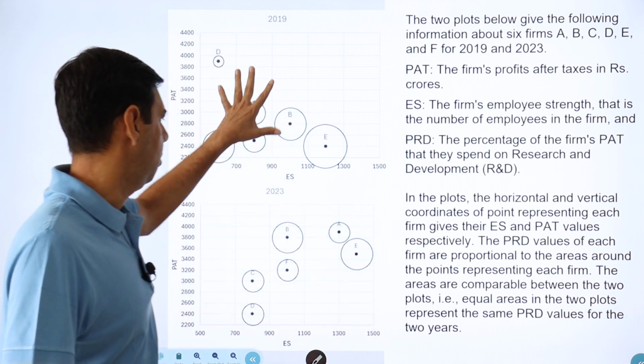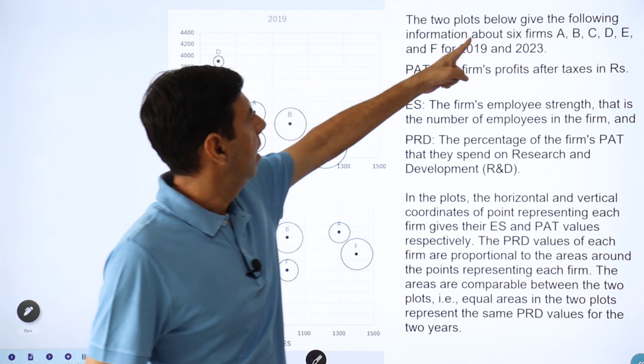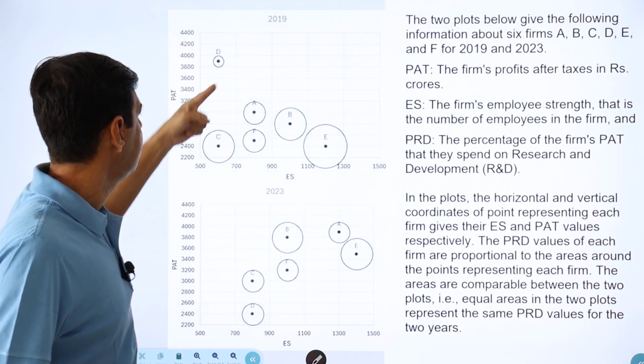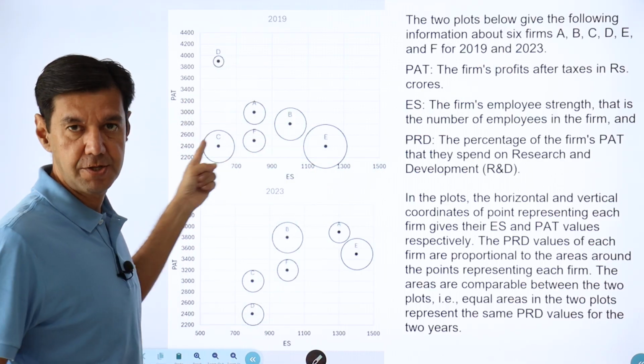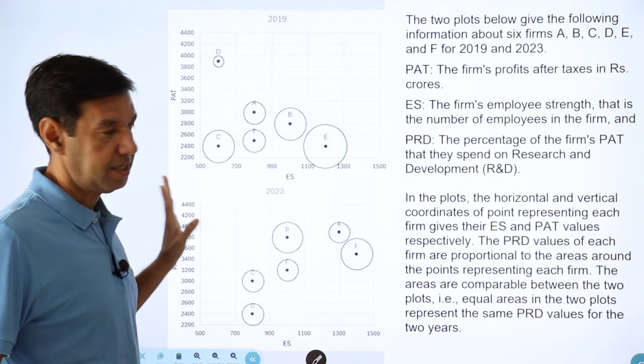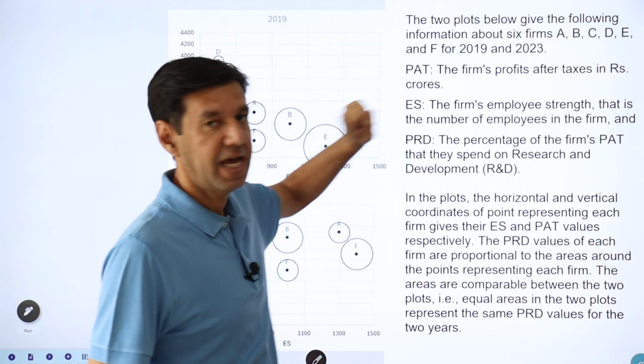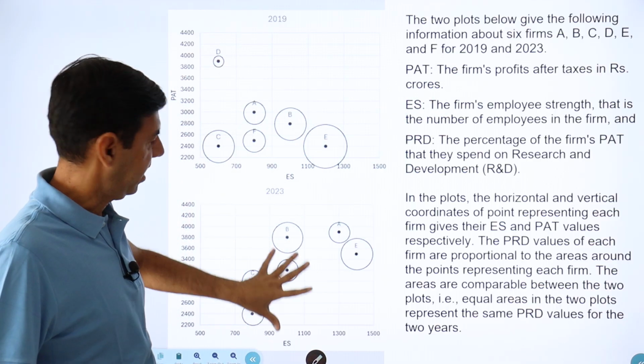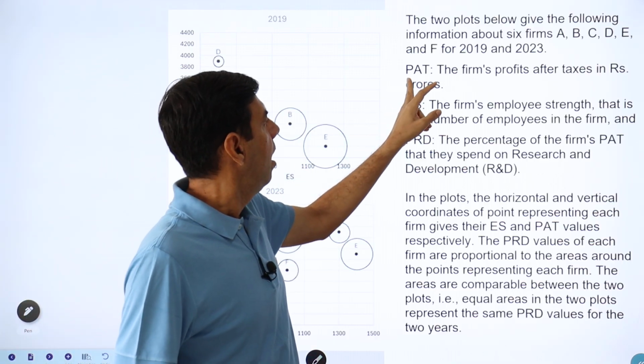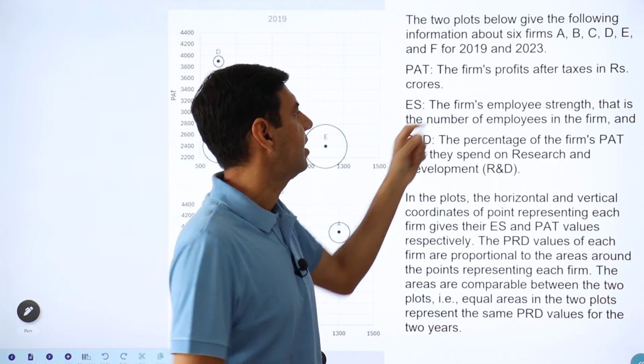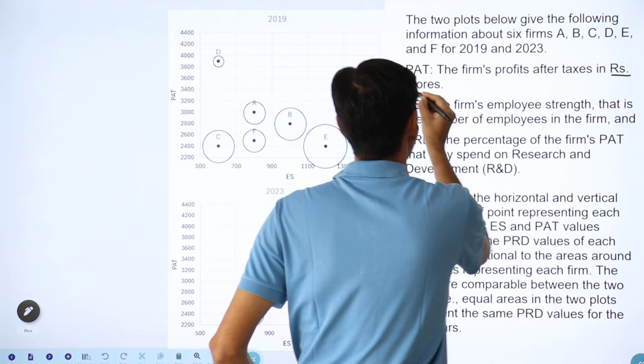We are given two plots. They are about 6 firms, A, B, C, D, E. So the circles that you see are the companies A, B, C, D for 2019-23. One is for 19, one is for 23. We have the firm's profit after taxes directly in rupees crores.